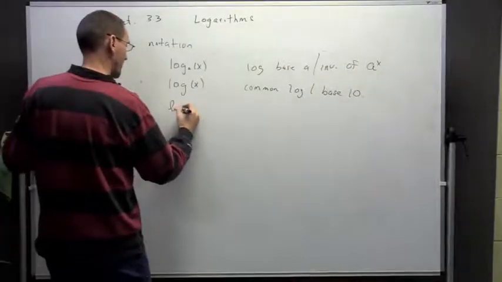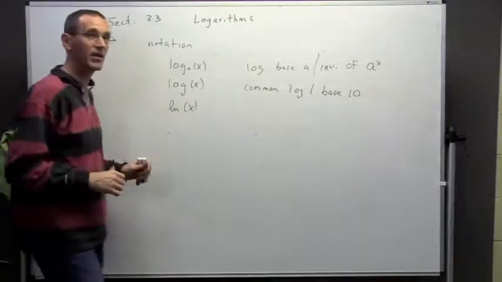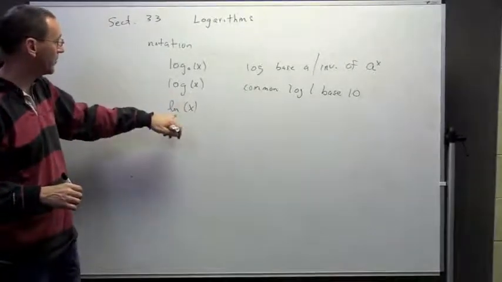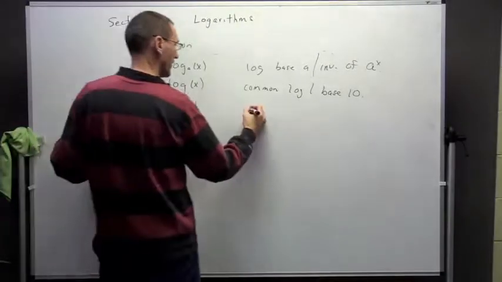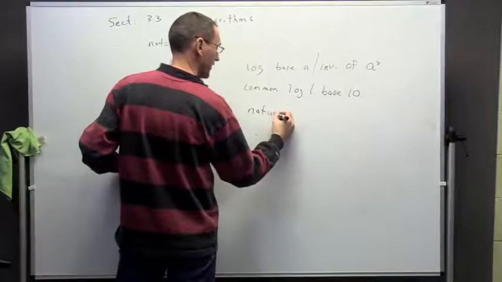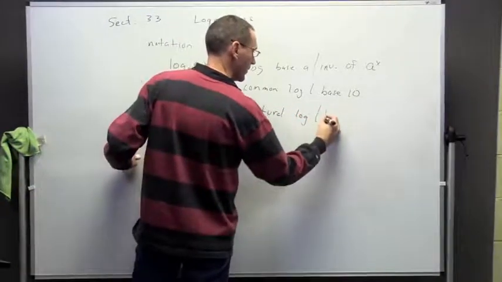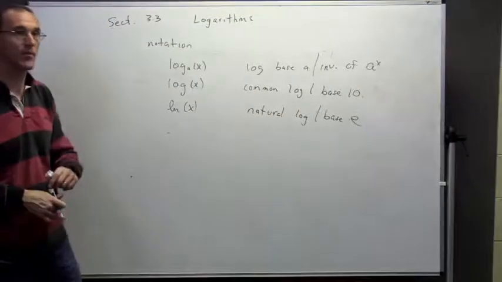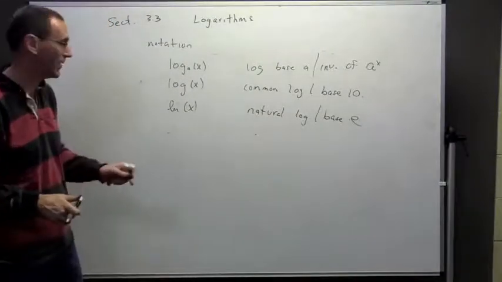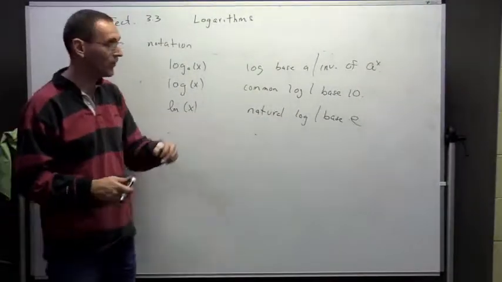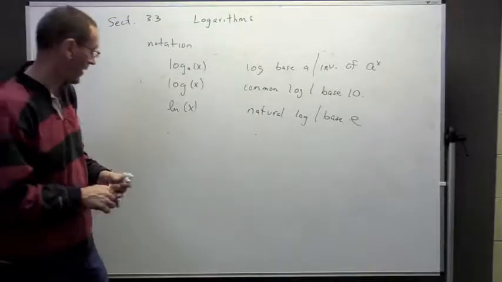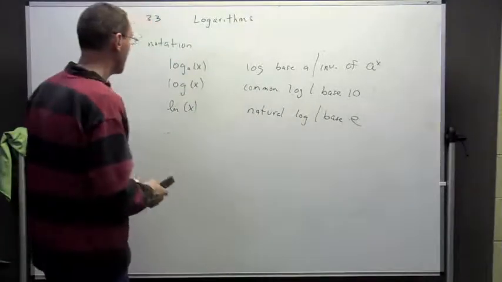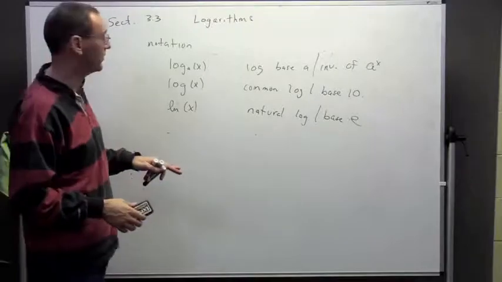And then, just like with exponentials, we had a special number e. If we're going to use log base e, we're going to call this the natural log, and that's going to use the base, that 2.718 number that we've used before. So this is ln. It's called the natural log. And just to give you a quick example of the natural log, we'll do one last example.